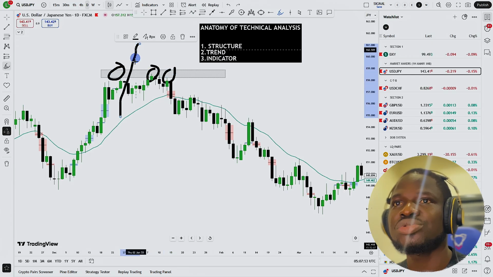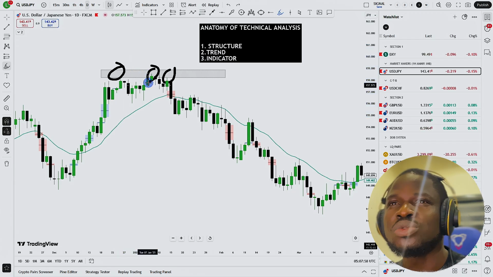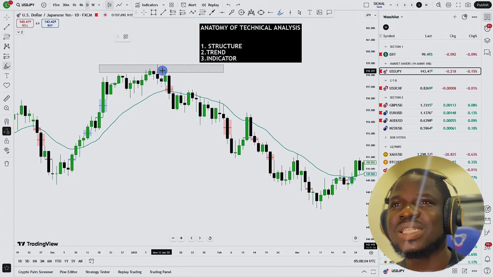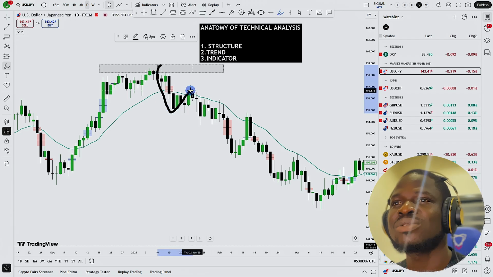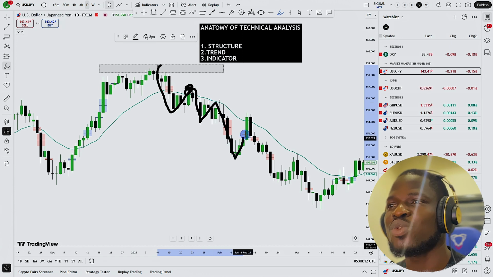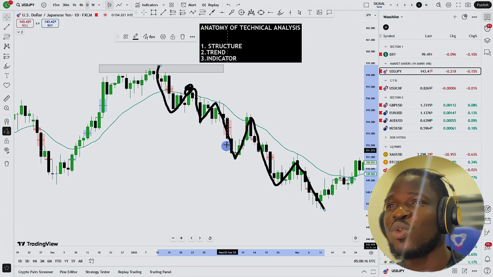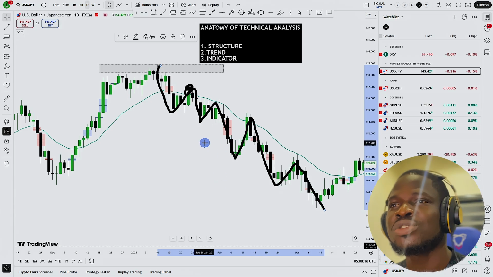They tried to push the price action above this resistance zone before the sellers came in and pushed the price action down by forming this structure: lower low, lower high, lower low, lower high, lower low, lower high, lower low, lower high, then lower low. When you come across the features of bearish structure in the market, it's a sign that price is going down.